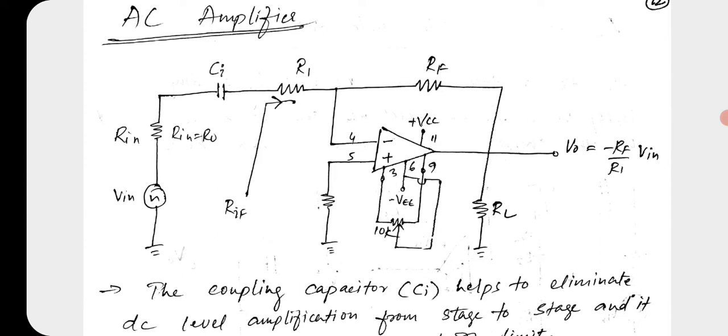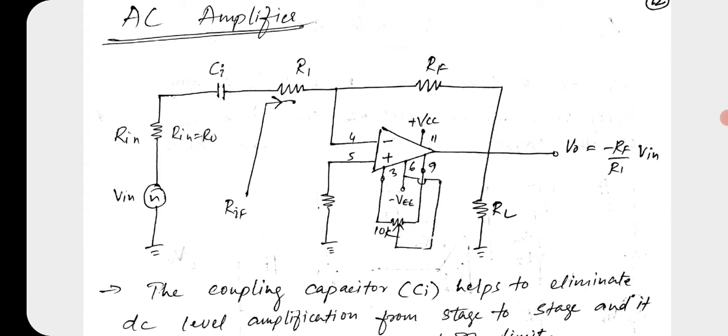How is this possible? See, at CI, when you apply a signal here, the DC signal will be blocked by this capacitor. The DC signal will be blocked by the capacitor. Only AC will transmit. Only AC will be moving ahead. How is this? As you know, the construction of a capacitor is two parallel plates, right? Positive and negative.